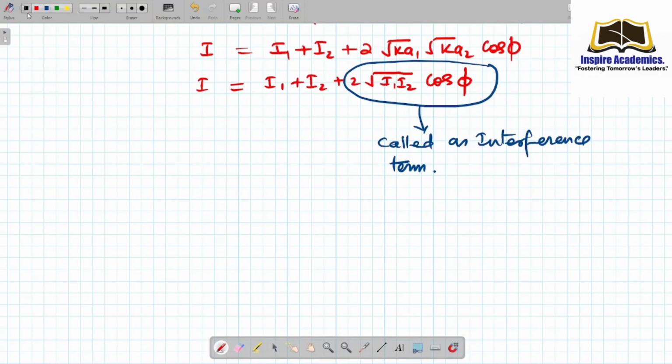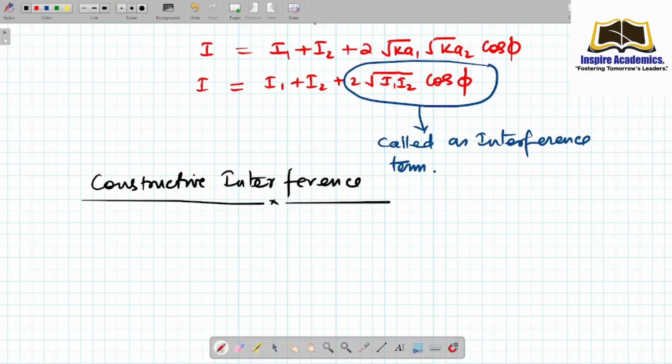Let us discuss constructive interference. What exactly are we looking for in constructive interference? We are looking for cos phi to have its maximum value, let's say 1. Or we can say, what can be the value of phi? It can be 0, it can be 2 pi, 4 pi and so on. Or we can say it is 2n pi.